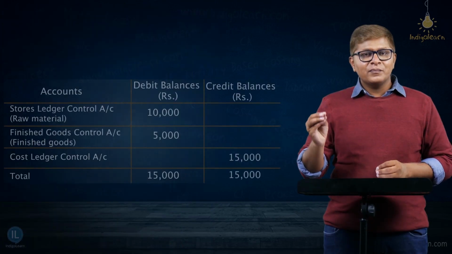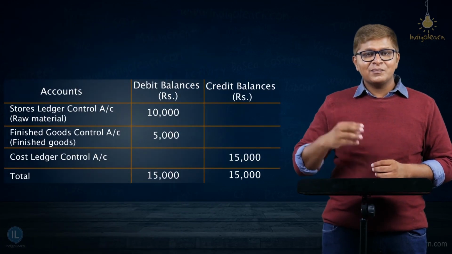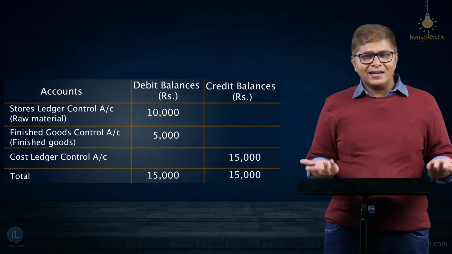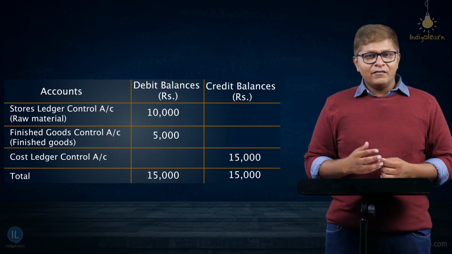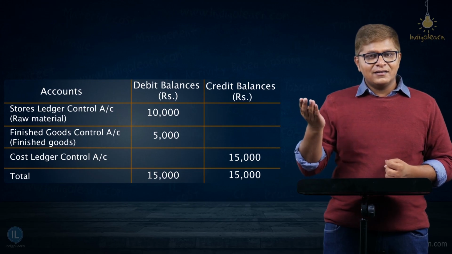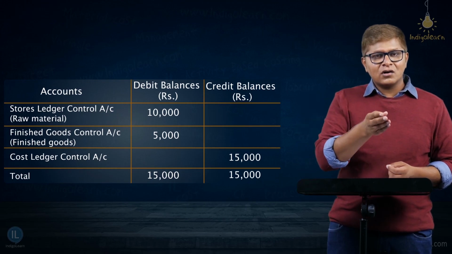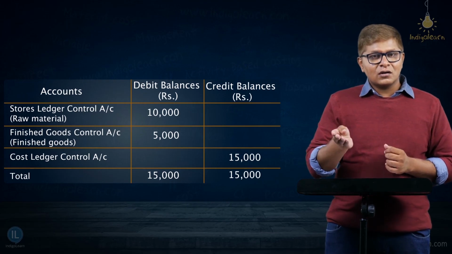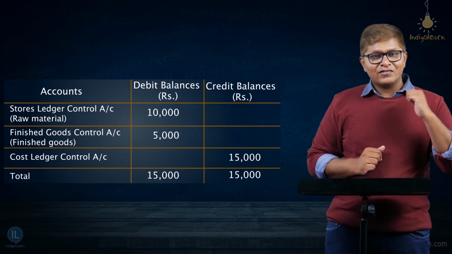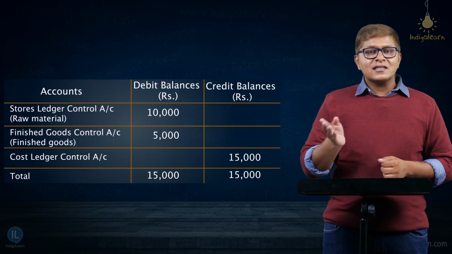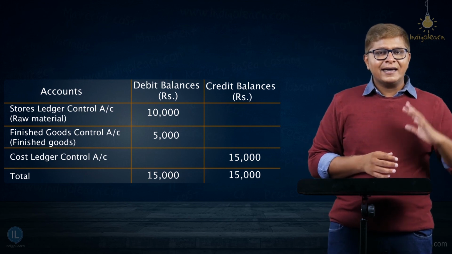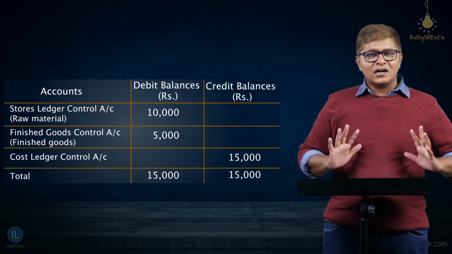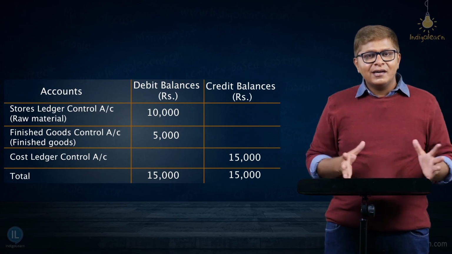If we draw up the trial balance, if we say let's prepare the costing trial balance, it would appear something like this. On the debit side, we will have raw material value, that is the stores ledger control account debit balance of 10,000, finished goods control account balance of 5,000 on the debit side, and cost ledger control account 15,000 credit balance. Overall the trial balance will get tallied. So this is how the entire cost records are going to be maintained.